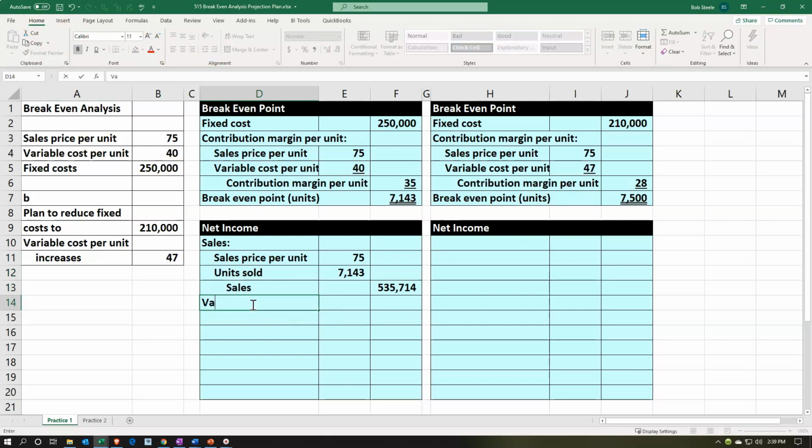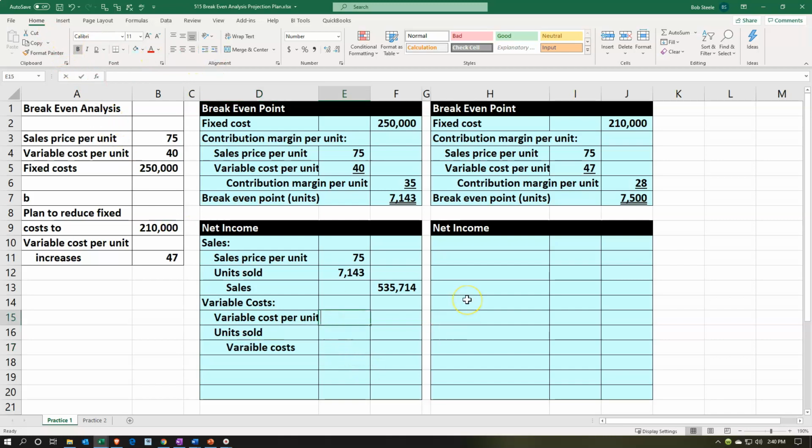Then we're going to go to the variable costs. Now we're going to say the variable cost per unit, and then we're going to take the units sold. That's going to give us our variable costs. Let's go ahead and indent these now. I'm going to select those three. Home tab, alignment, increase indenting. This one, Home tab, alignment, increase indenting.